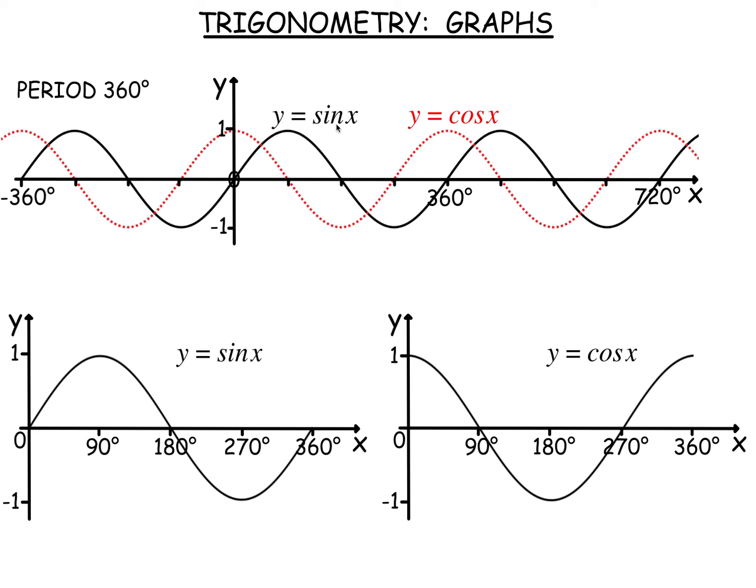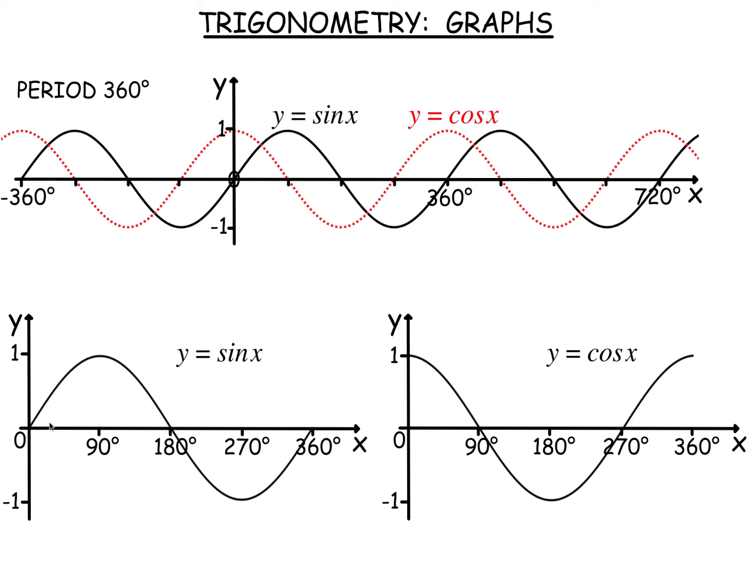The sine and the cosine graphs are both sine waves. If you take the sine x function and look at its graph here in solid black, if you shift it 90 degrees to the left, it is the red dotted cosine graph. Complementary angles add up to 90 degrees, so cosine is the complement of the sine. The cosine function is the sine function shifted 90 degrees to the left.